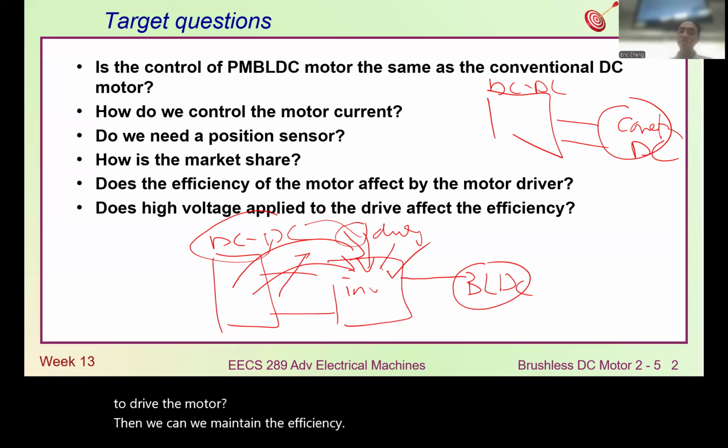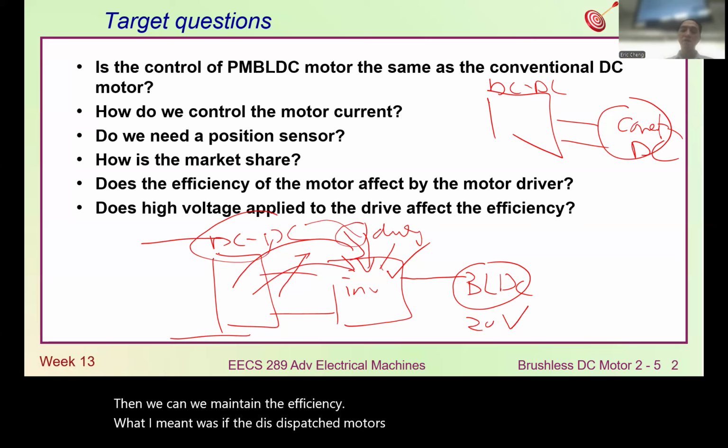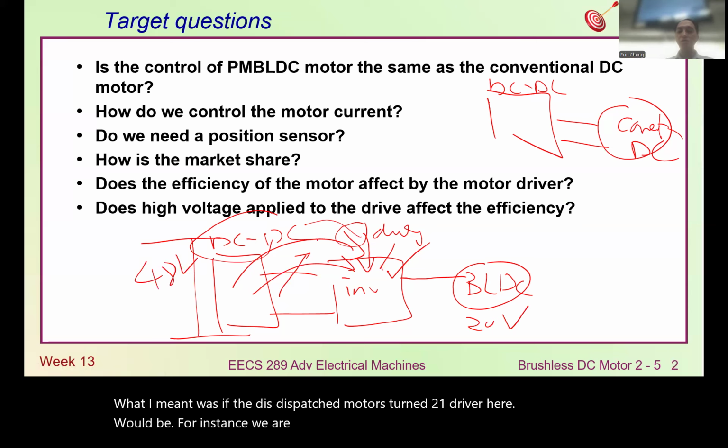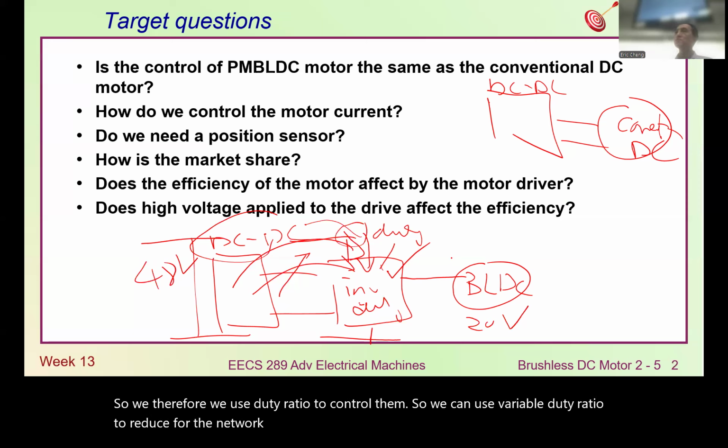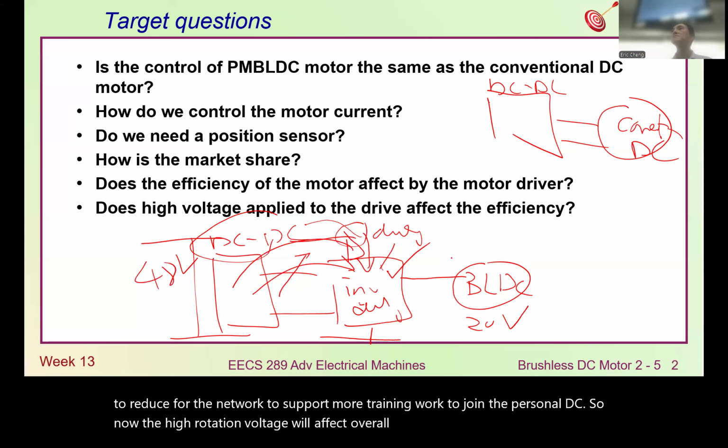What I meant was, if this DC brushless motor is 220 volt, our driver here will be, for instance, using say 48 volt. So therefore we use duty ratio to control that. We can use a variable duty ratio to reduce the 48 volt to a more suitable 20 volt to drive the brushless DC. So now, will the high voltage and low voltage affect the overall performance, the efficiency?